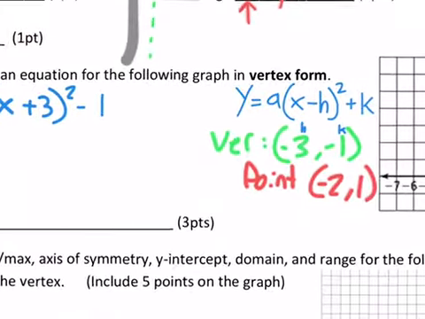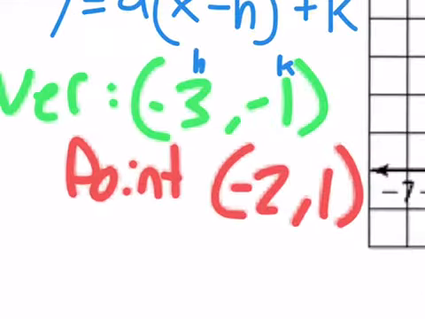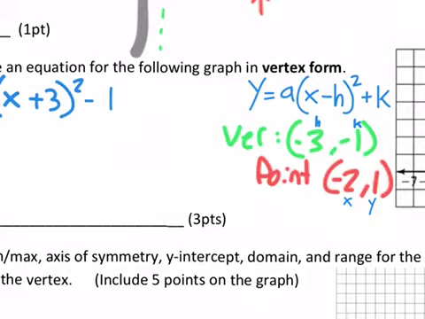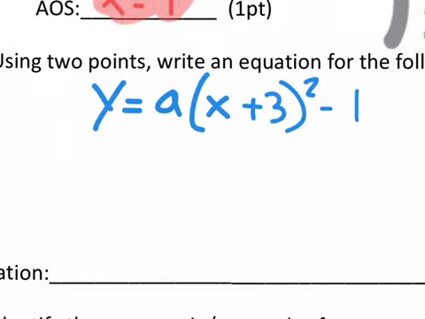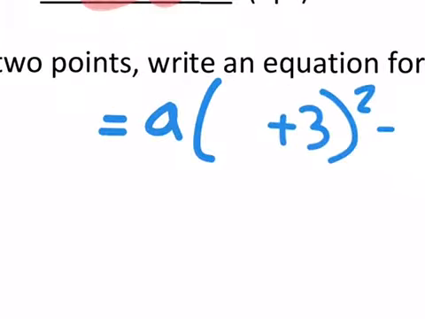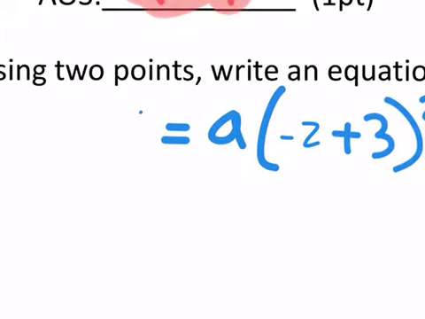Now, how I'm going to be able to use this other coordinate point is I'm going to use this -2 as an x value, this 1 as a y value, and plug those in to my equation. So now instead of having this x here and this y here, I can plug in that x and y coordinate, which the x was a -2, the y was a 1.